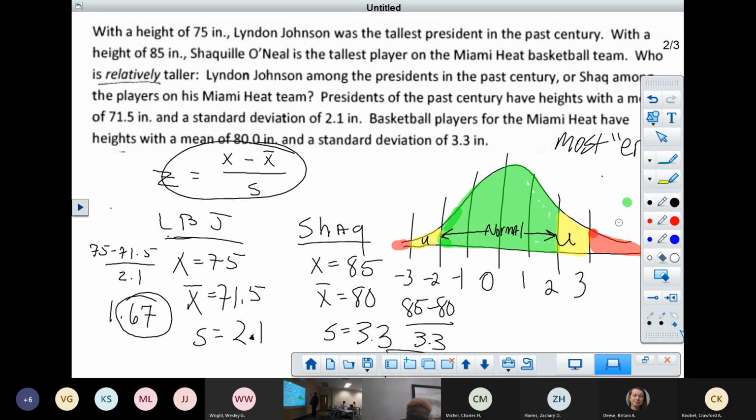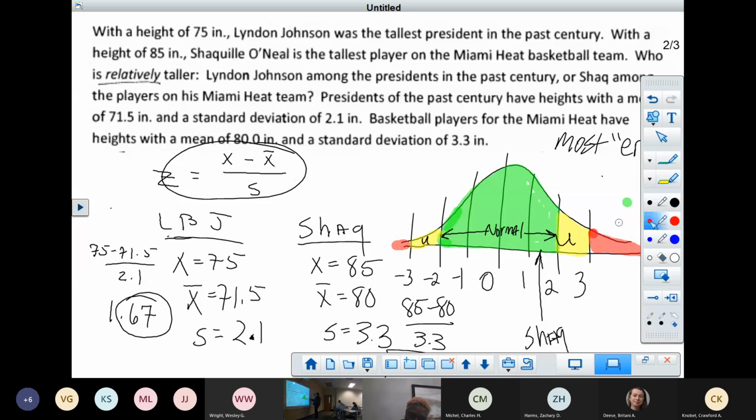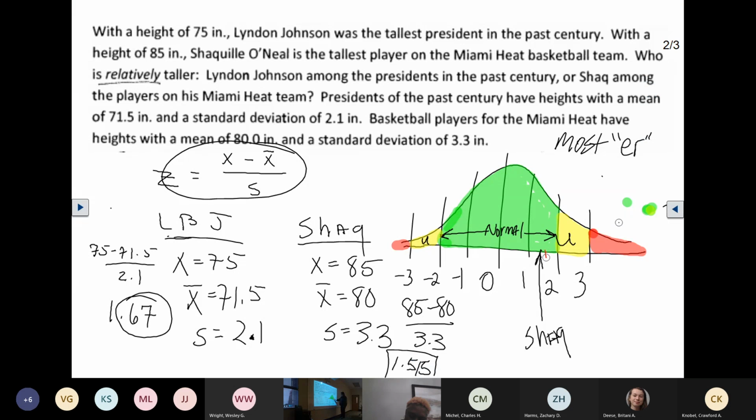First one is Shaq. Shaq is 1.5. 1.5 is right here. So Shaq is right here. I'm sorry, I can't even spell Shaq with his pens. There. Shaq is 1.5. Where is LBJ? LBJ is right there, 1.67.